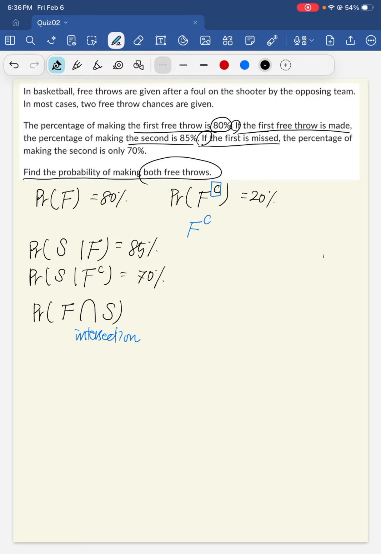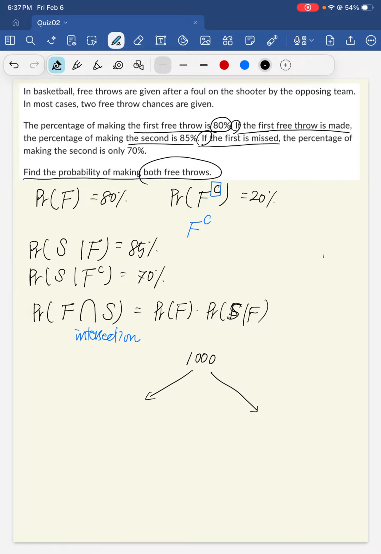Okay. A simple way to calculate this is using this rule, S given F. You may use this rule, but let me use a tree method here again. Suppose that you are throwing 1,000 free throw chances, 2 shots. So 1,000 pairs of free throws, right? 1,000 times. 1,000 fouls, I say, you get.